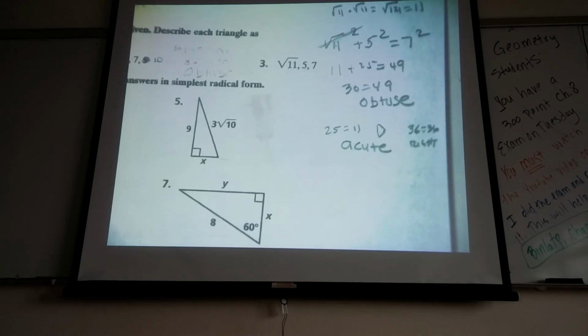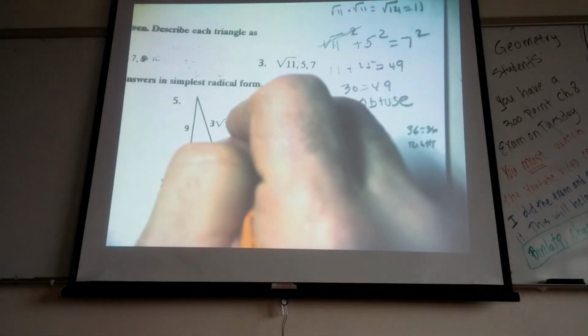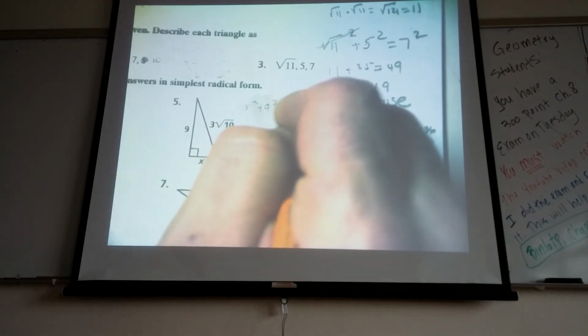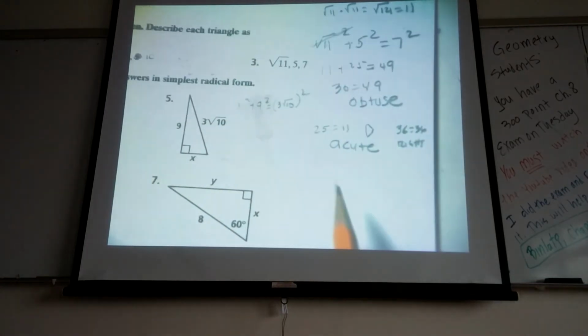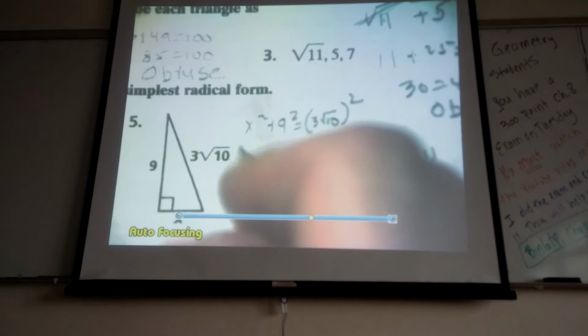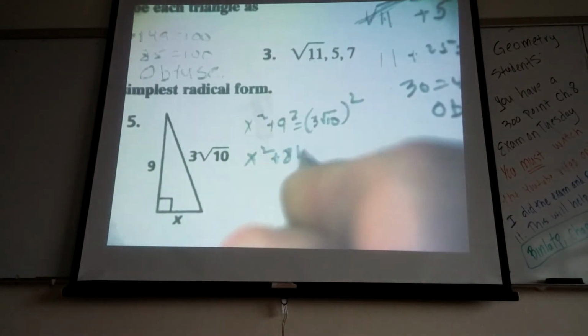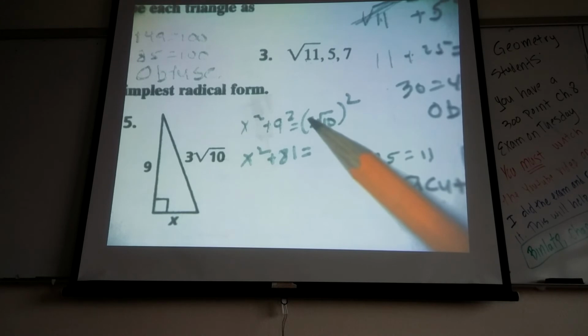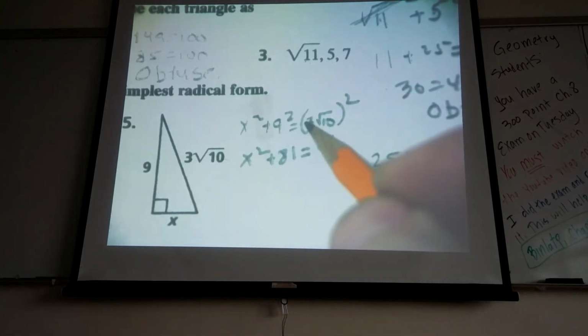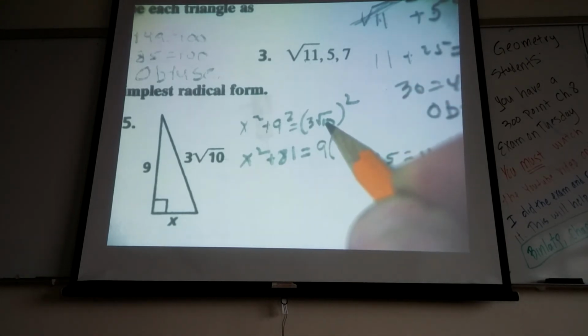If you guys took the time to look at my YouTube video, I want to give this one to you guys. So here I'm going to go A squared plus B squared equals C squared. And this is a little bit tricky, and I haven't explained this in class. But here you're going to see x squared plus 81. And I'm going to go a little quick here, but this is going to be this times itself. So 3 times 3 is 9. And square root of 10 times square root of 10 is square root of 100, and then the square root of 100 is just 10. So this becomes 9 times 10 is 90.